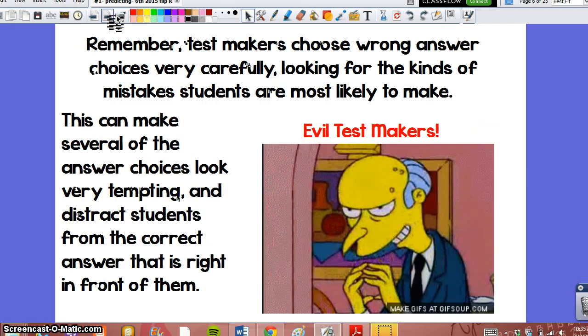So I want you to remember that test makers choose wrong answer choices very carefully. They're looking for the kinds of mistakes that students are most likely to make. And this can make several of the answer choices look very tempting, and it can distract students from the correct answer that's right in front of them.